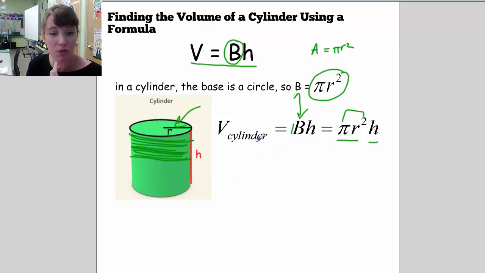So the volume formula for a cylinder is pi r squared times H. This is absolutely something that you should memorize, and it's going to be helpful for you when you get to high school and do geometry, and you need to know all of these formulas by heart.